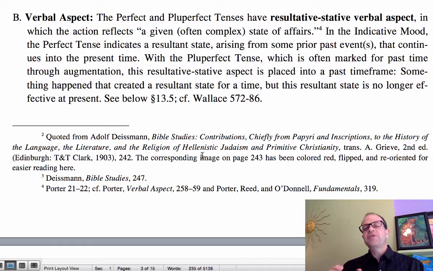So the perfect tense would be translated in such a way, I have written. There the focus would be on the writtenness. That's the complex state of affairs that has arisen. If I were to put that same idea into the pluperfect tense, I would put it back in time. In this case, I would say, I had written. So, I have written would be perfect. The pluperfect would be, I had written.